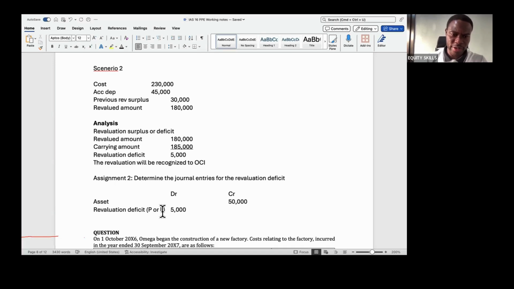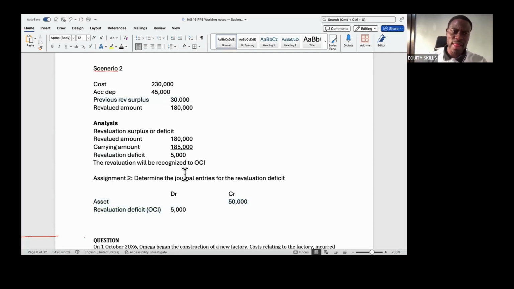Is it P&L or OCI? It will go to OCI since there was a previous surplus on the same asset. So this deficit has to go to OCI first. I debit it as 5,000. So my account is not balanced. I mean, debits and credits are not balancing out. And that's because this accumulated depreciation needs to be cancelled out. So accumulated depreciation, you debit it to cancel it out, then we have a balanced account.